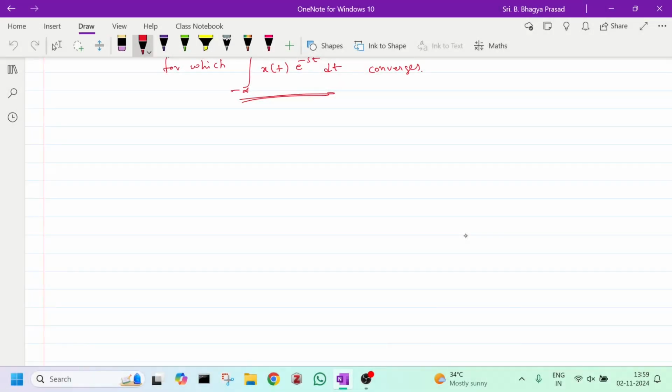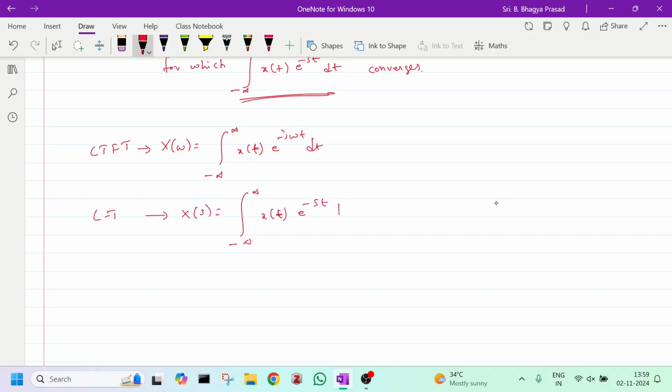Let us find out the relation between the Laplace transform and the continuous time Fourier transform. So we know that X of omega, that's the continuous time Fourier transform, is the integral from minus infinity to infinity of x of t e power minus j omega t dt. Whereas the Laplace transform, X of s, is given as the integral from minus infinity to infinity of x of t e power minus st dt.